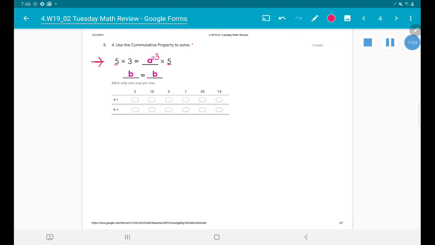Okay, so now I'm going to go down to my second line, and I'm going to solve what's on the left side of the equal sign. 5 times 3 equals 15. So B is equal to 15. Now I'm going to solve what's on the right side of my equal sign. I'm going back up to my first line here. 3 times 5 equals 15. So B is equal to 15 on that side as well. Remember, both sides of the equal sign have to be the same. A is equal to 3, and B is equal to 15.